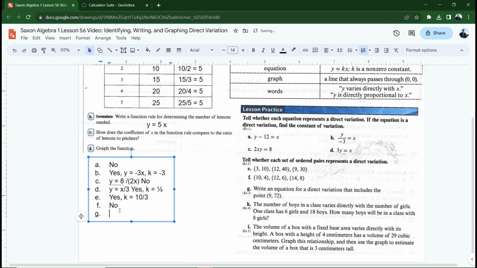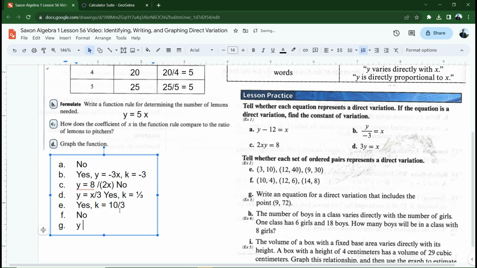And letter G. Write an equation for direct variation that includes the point 9, 72. What's going to be y equals kx, and k is just going to be my y value divided by my x value. K has to be 72 over 9, which is 8. Y equals 8x. Let's see if that's right. If I plug in 9 for x, I get 9 times 8, which equals 72. This is the right equation.